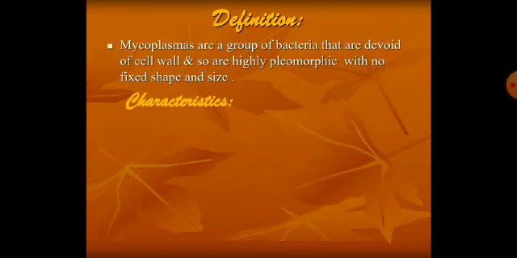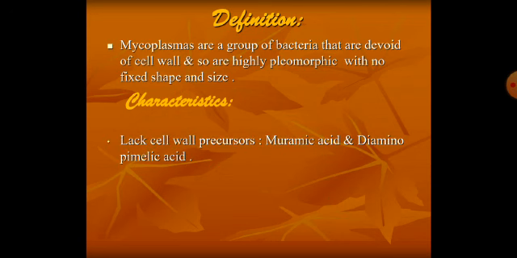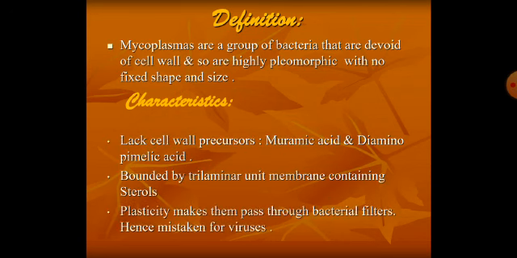Mycoplasmas are a group of bacteria that are devoid of cell wall, so therefore are highly pleomorphic with no fixed shape and size. They have certain characteristics such as the cell wall precursors themselves being absent in mycoplasma, in contrast to the L forms, which lose their cell wall over time but do have their cell wall precursors. But in mycoplasma, the precursors for making the cell wall itself are totally absent.